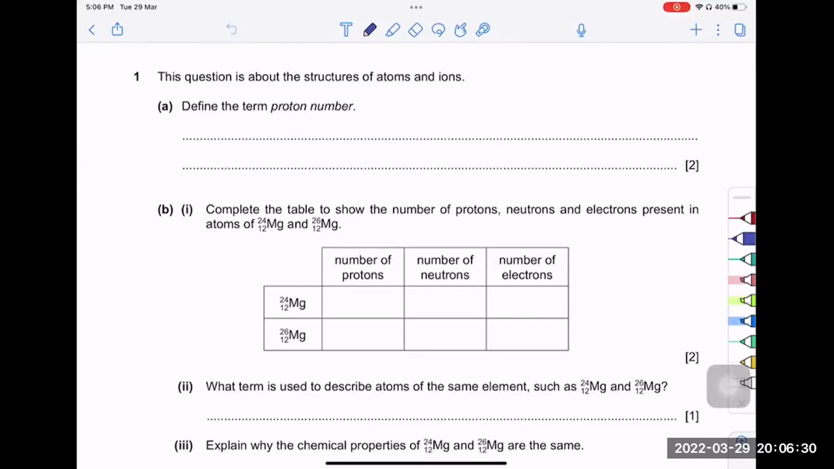All right, so this is the paper for today. 2019 theory questions. This question is about the structure of atoms and ions. Can you tell me what the primary difference in atom and ion? What's the main difference in atom and ion? Ion has charge. Ions are charged and atoms are uncharged.